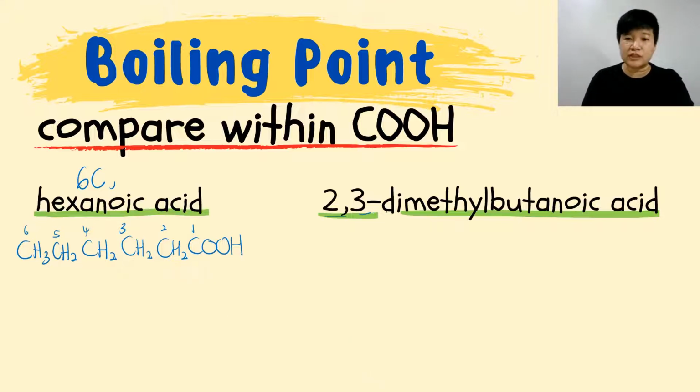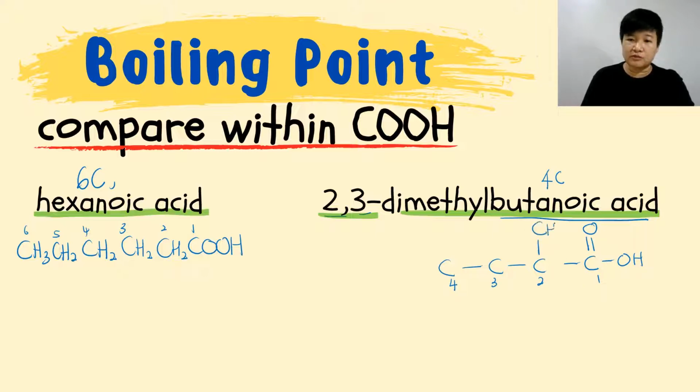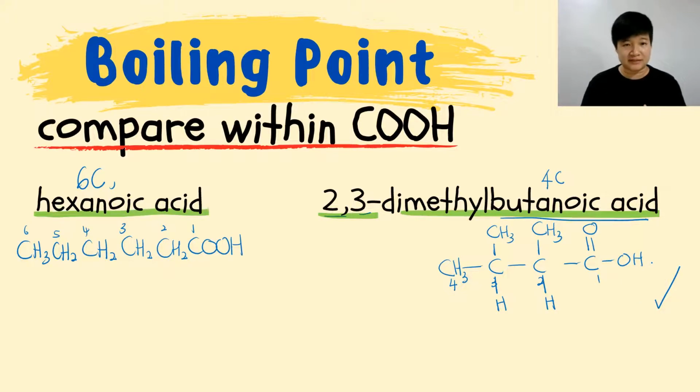Next, I have my 2,3-dimethylbutanoic acid. Butanoic acid is a 4-carbon straight chain holding the carboxylic acid. This guy will definitely be carbon number 1, carbon number 2, carbon number 3, carbon number 4. Carbon number 2 holding a methyl group, carbon number 3 holding a methyl group. Complete the structure, you have your CH3, you have one more H to complete the 4 bonds of carbon. And that is my 2,3-dimethylbutanoic acid.